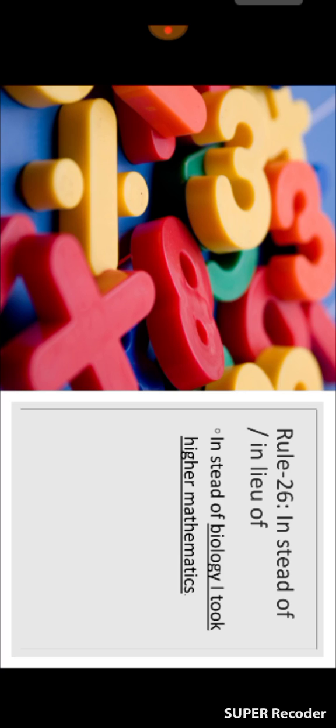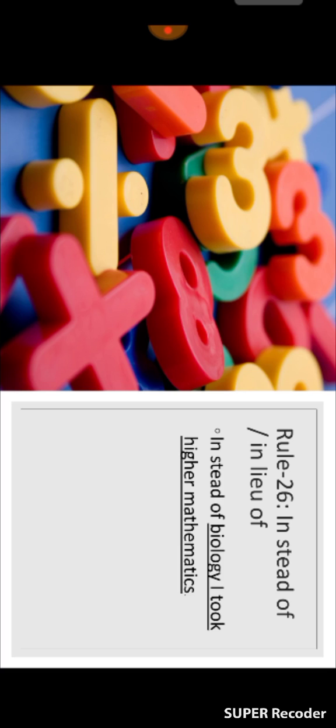The sentences which start with instead of or in lieu of, in case of those sentences, we should write down the appropriate part of the sentence to complete the sentence. Instead of biology, I took higher mathematics. Here we can see biology is the name of a subject and I took higher mathematics. Higher mathematics is another name of a subject. So here higher mathematics is alternative to biology.